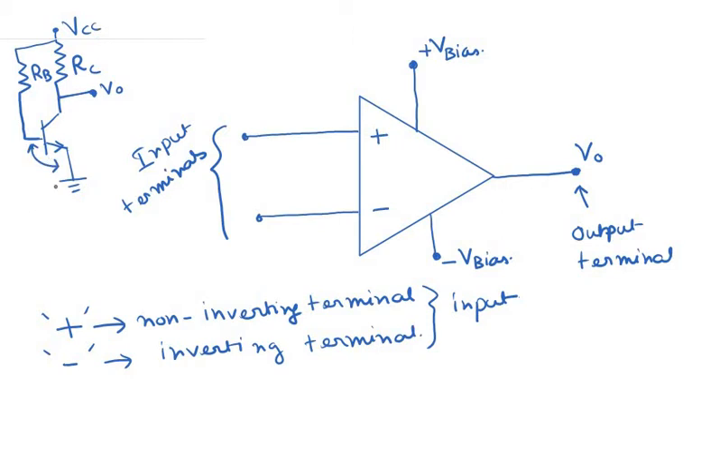When the base to emitter junction is in the cutoff regime, there would be no base current, so there would be no collector current, and if there is no collector current, then this output voltage would be equal to VCC. So the maximum voltage that the output of a transistor can have is basically equal to VCC.